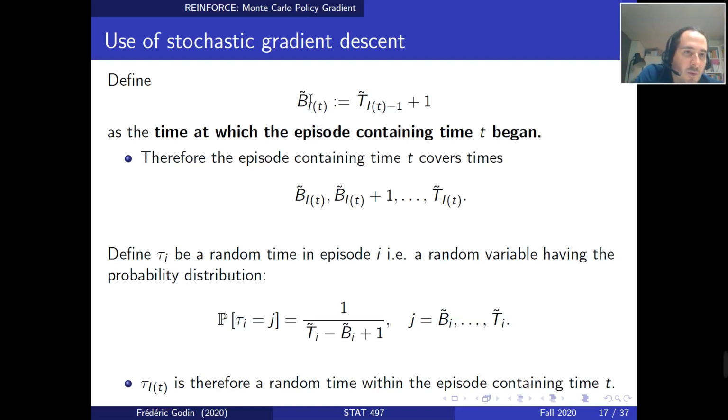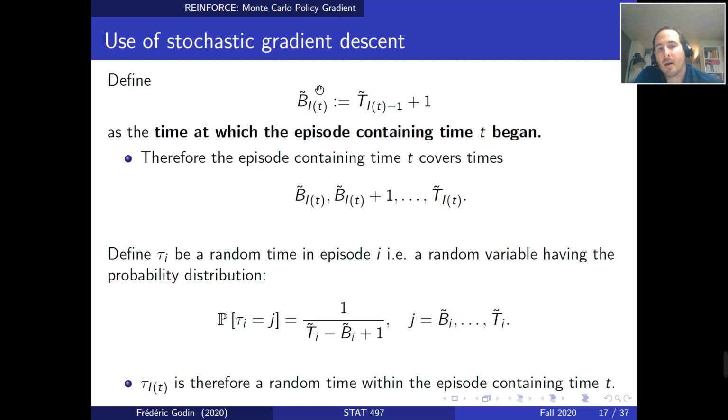So b tilde will represent the time of the beginning of this episode, and t tilde will represent the time of the end of the current episode. Okay, so what this equation says is that the time at which the next episode begins, so episode I begins, is the time at which episode I minus 1 ends plus 1. Okay, so if you end one episode at the time t, then the next episode will start at t plus 1. Okay, so this is consistent with what we said earlier, that we stack episodes one at the end of the other. So if one episode finishes at this time point, then the next episode will start at the next time point.